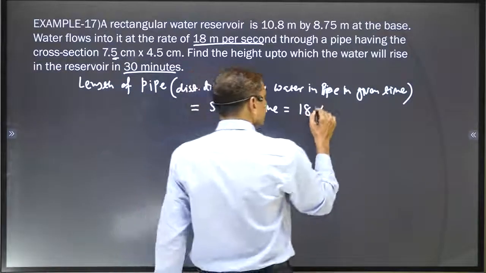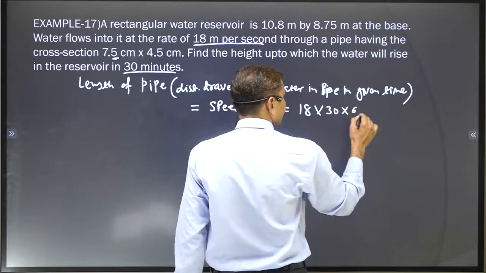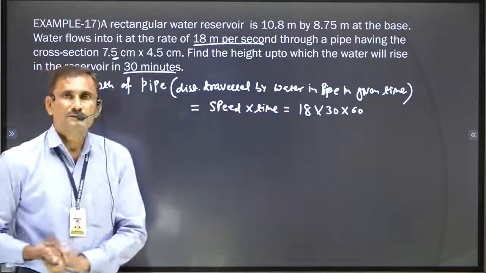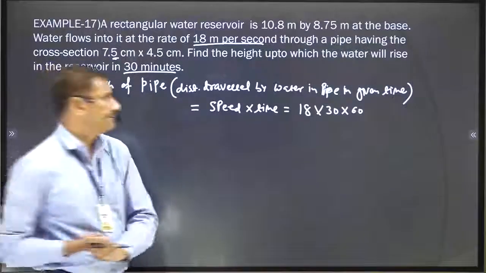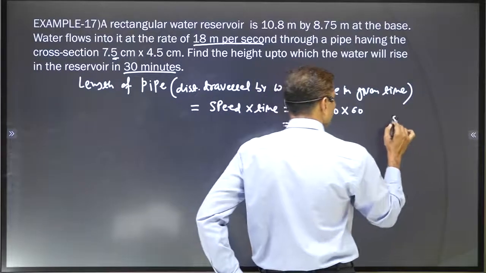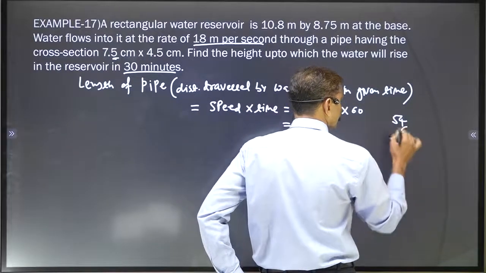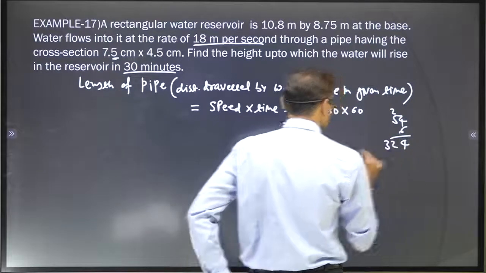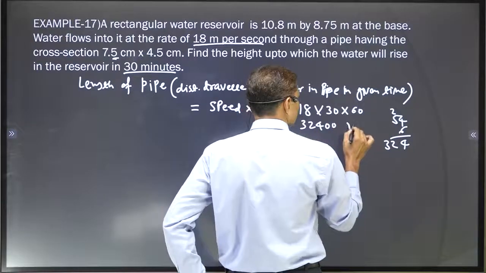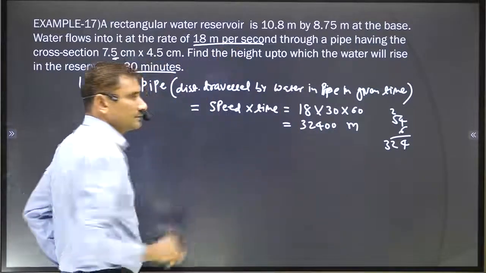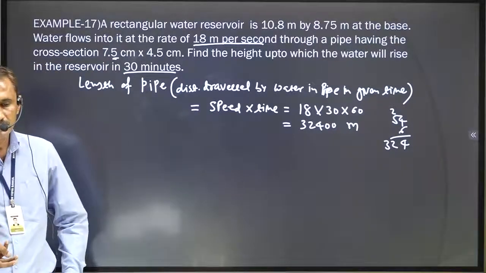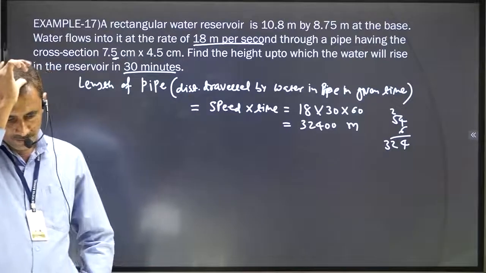So we should again write here in seconds only. So 30 into 60, not only 30. Okay, because the unit should be the same. If there is second, then here also second. So we converted minute into second. So it will be 18 3s are 54, into 6, 6 4s are 24, 2 5 6 are 30, 32. So 32400 meter, because the unit is here meter. So whatever we got, we will have the unit meter. Okay, so this is the length of the pipe.